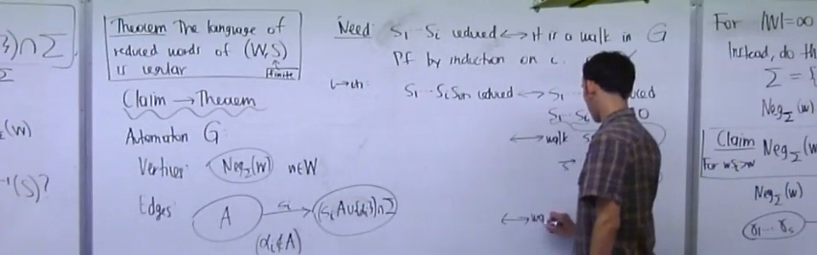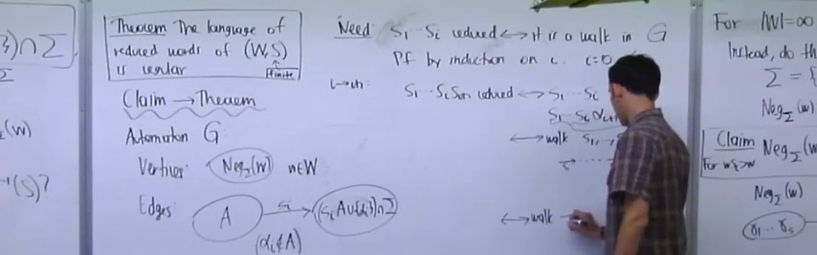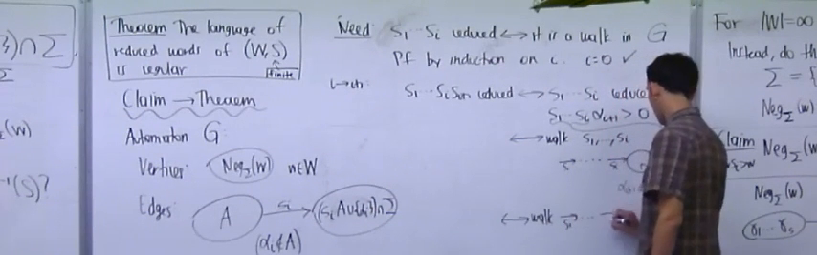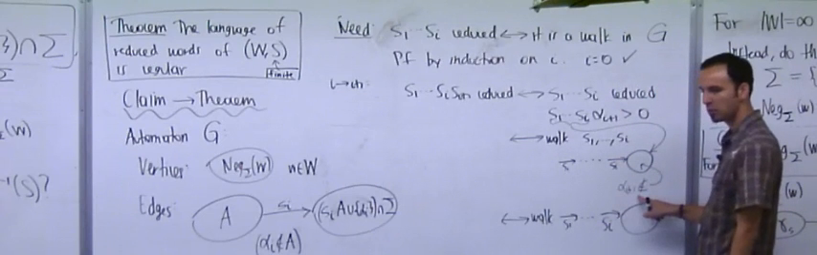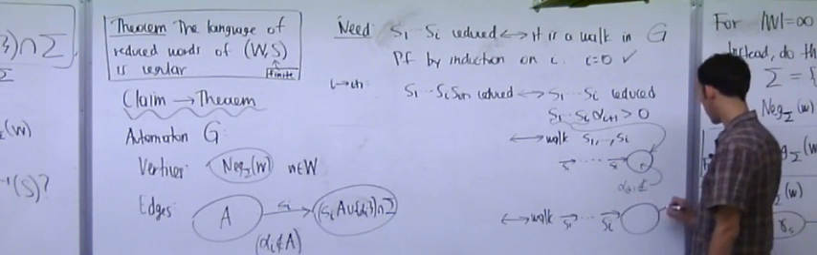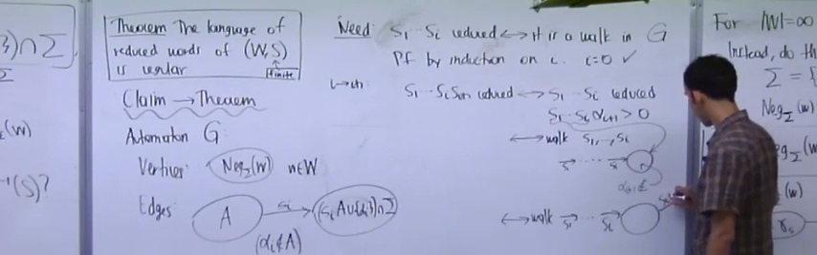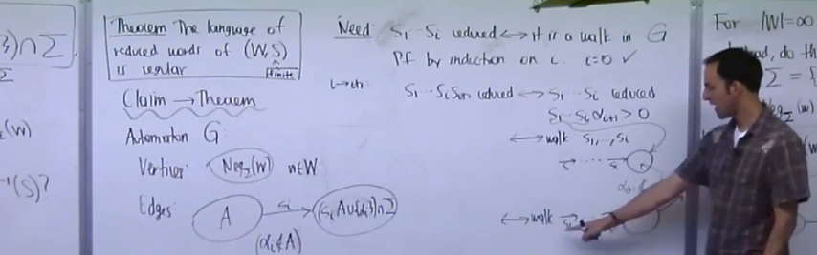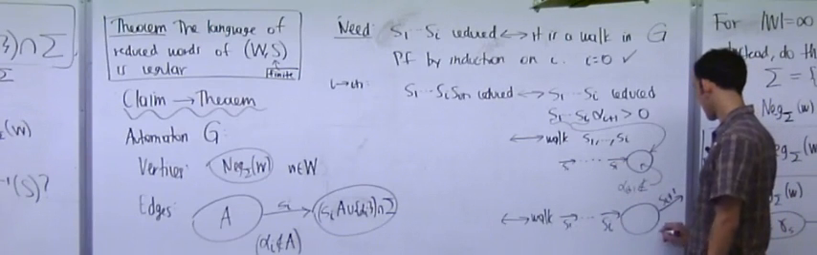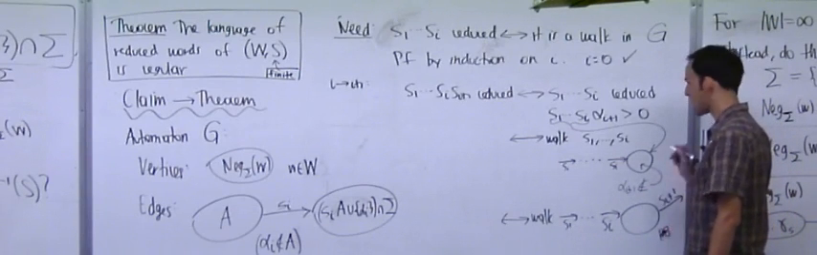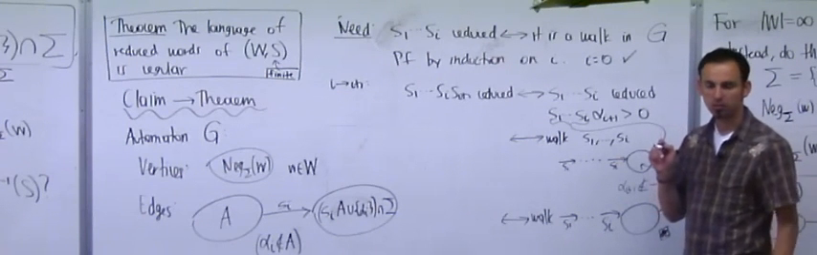So I have a walk like this, S1 up to Si. And I have something here which has no alpha i+1 in it. That means that I have an edge Si+1 coming out of it, and I have my walk S1 up to Si+1. And that finishes my proof. Okay.